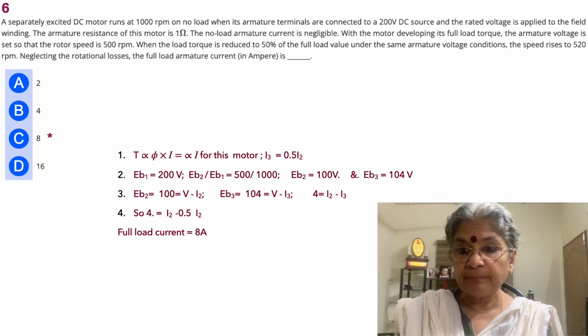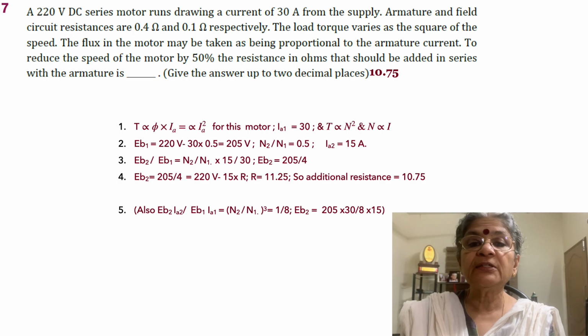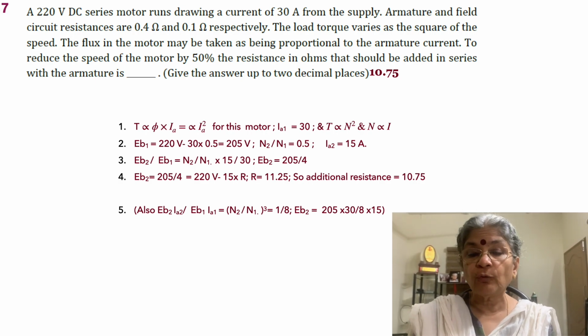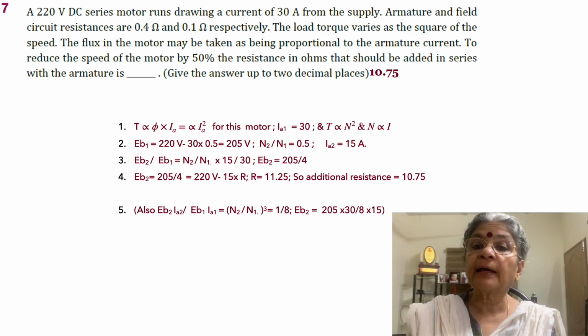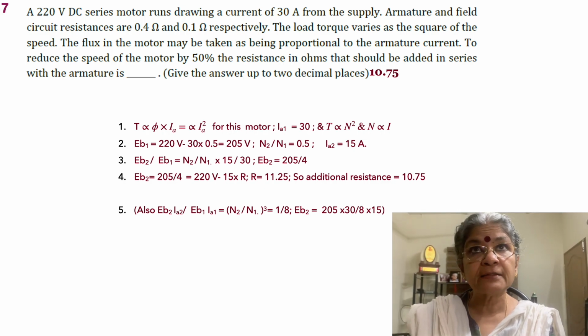It's a simple problem, but a little different from the problems we have been doing in the earlier session on torque. Moving on, we have a seventh problem. A 220 volt DC series motor. Torque is where we are focusing, and torque is proportional to Ia square. It is drawing a current of 30 amps, so 30 square, from the supply. Armature and field circuit resistances are given: there are two resistances, one is the armature and the other is the field resistance, and they are in series.